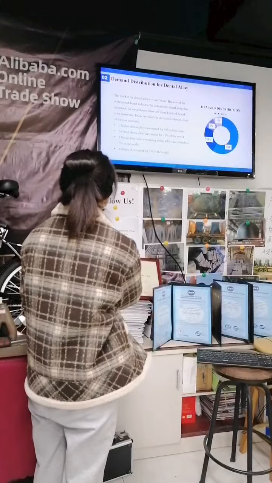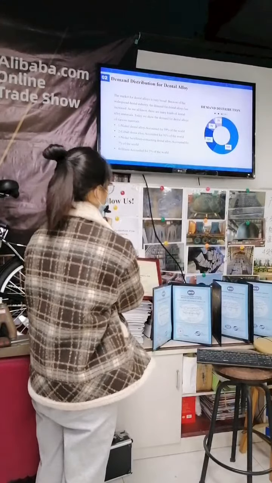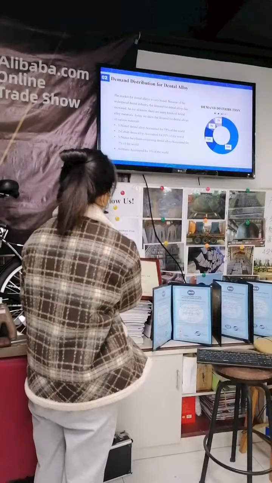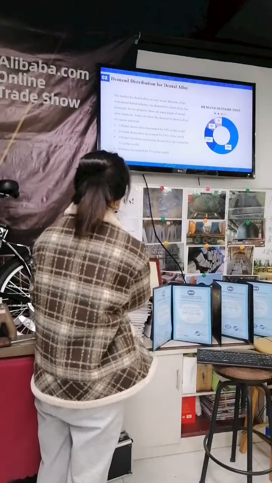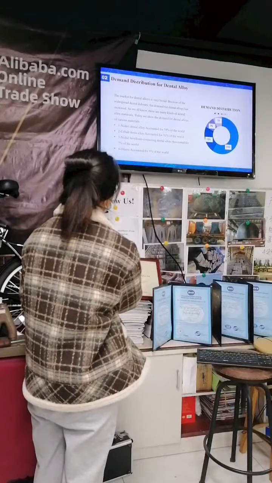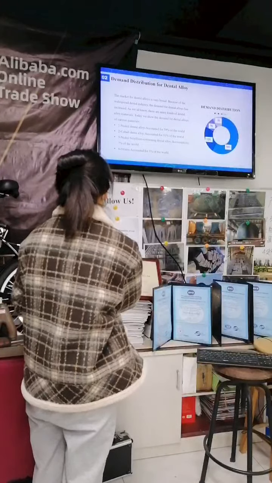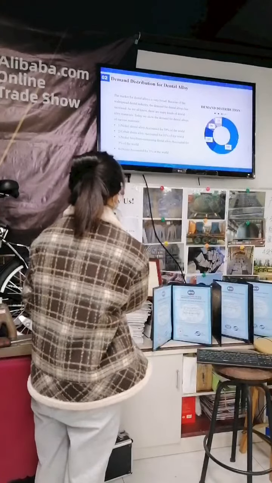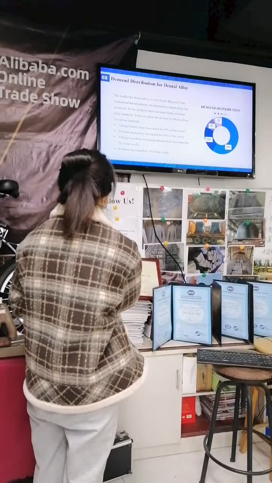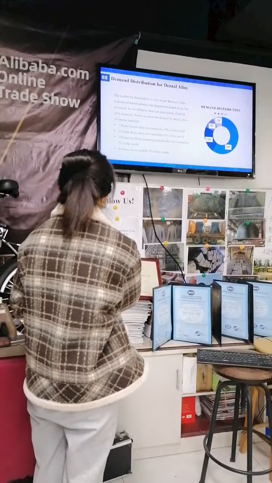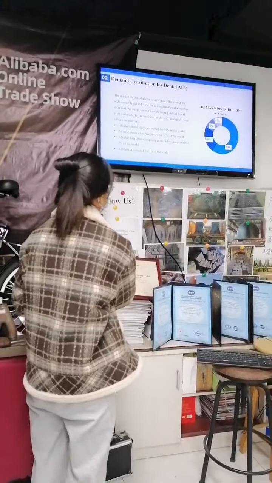Number 1, nickel dental alloy accounts for 59% of the world. Number 2, the cobalt alloy accounts for 31% of the world. Number 3, titanium dental alloy accounts for 7% of the world. Number 4, others account for 3% of the world.